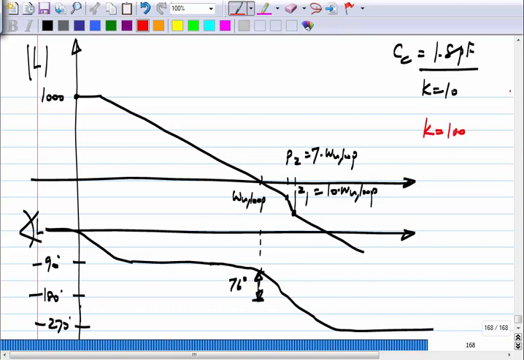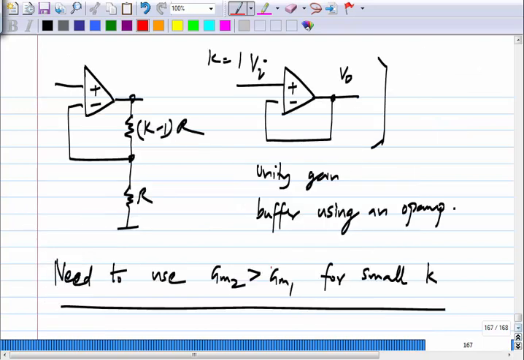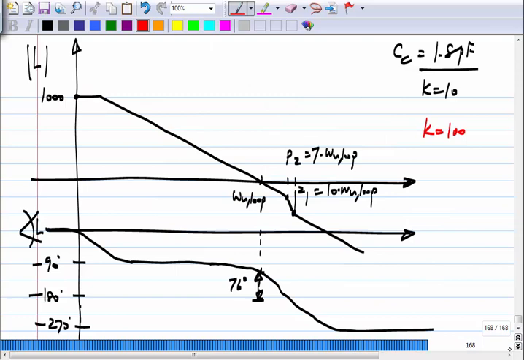Someone takes an op-amp and uses it to make an amplifier with a gain of 100. The same non-inverting amplifier structure, this one with gain 100. Okay, understand? So nothing is changed inside the op-amp. All they do is just take this and change the resistors outside, making a gain of 100. What will happen to the loop gain?